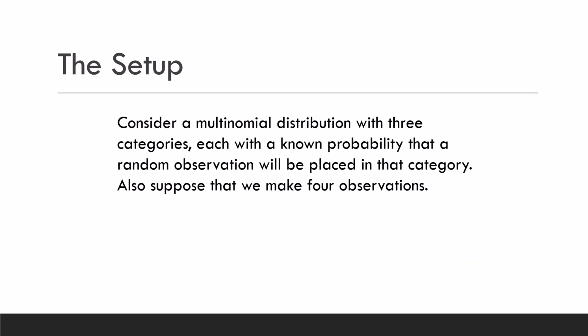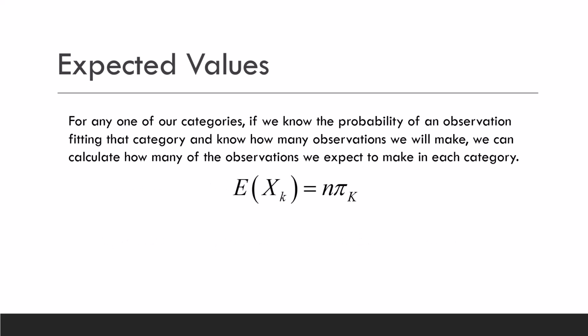Here's the setup for a goodness of fit statistic. Consider a multinomial distribution with 3 categories, each with a known probability that a random observation will be placed into that category. Also suppose that we make 4 observations. This is like the multinomial distribution we were just looking at. Pi 1 is 0.5, pi 2 is 0.25, pi 3 is 0.25, and n equals 4. For any one of our categories, if we know the probability of an observation fitting that category and know how many observations we will make, we can calculate how many of the observations we expect to make in each category.